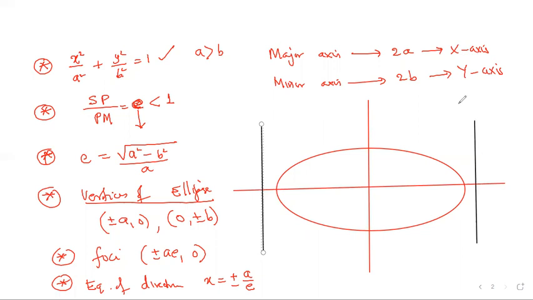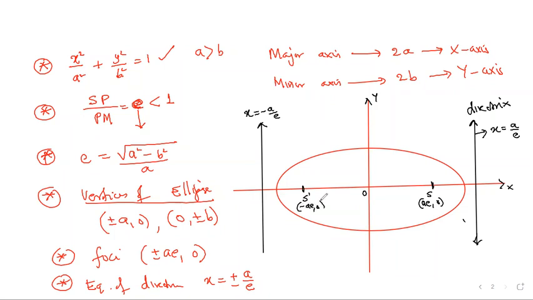What do you mean by the name? What do you call the y-axis, x-axis, origin? You are going to write. What do you call this line? What is the name of this line? Directrix, singular. And what is its equation? x equal to A by E. This directrix is x equal to minus A by E. Then there is a focus S here, AE comma 0. There is a focus here, S dash, minus AE comma 0.